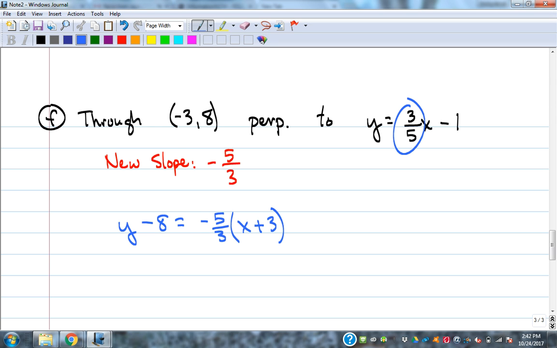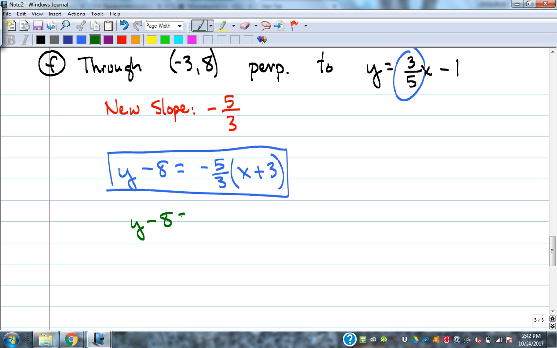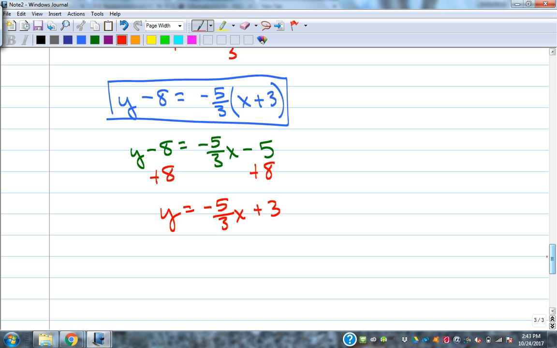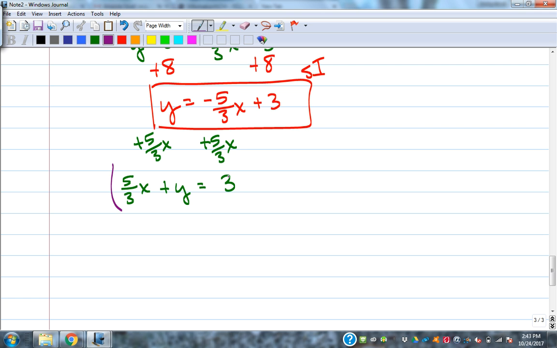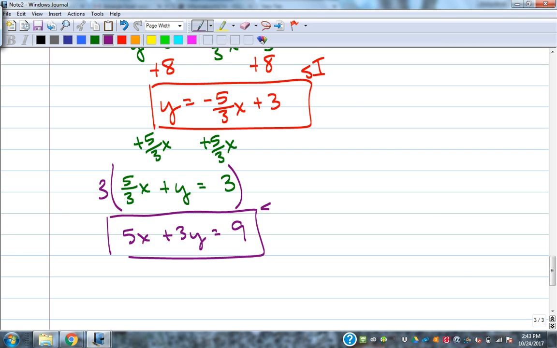Okay. All right. So there's point slope form. Let's get that in slope intercept form. Distribute. Negative 5/3 x minus 5. Add 8. Negative 5/3 x plus 3. So this is slope intercept. To put it in standard, we need to do something else first. Add the 5/3 x first. Get x and y on the same side. And then, yes, we do multiply everybody by 3. Get 5x plus 3y equals 9. And there's standard.